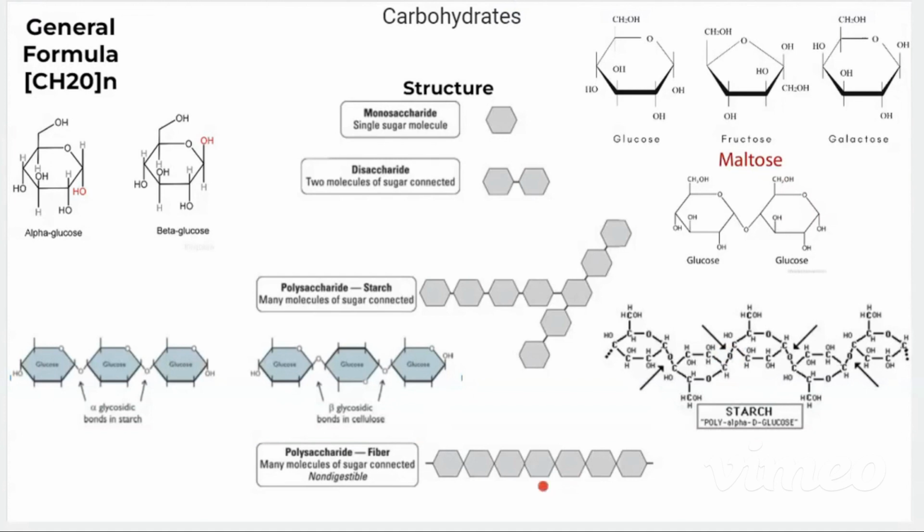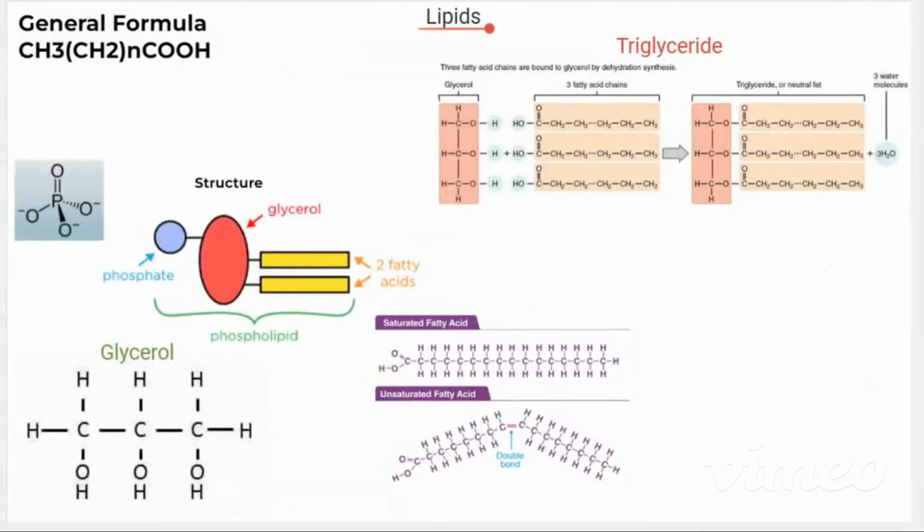Lipids are hydrophobic compounds and are not polymers. The most common lipids are triglycerides and phospholipids. Here is their general formula. Triglycerides, as shown here, are used for storage, insulation, and protection of organs. They yield more energy per unit mass than carbohydrates, but cannot be mobilized quickly since they are insoluble.